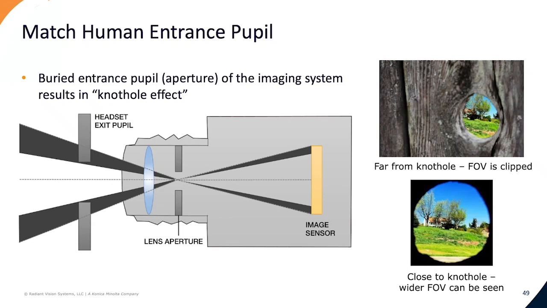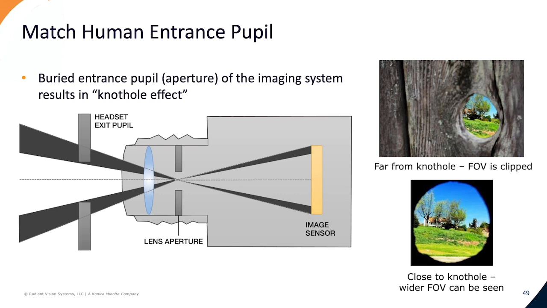While it may be possible to fit a standard measurement lens within an extended reality headset, it's extremely unlikely that this lens will capture the full field of view as seen with the human eye. This is because the aperture of a typical imaging system is buried inside the lens housing, as shown here. The resulting image captured by this lens will be a clipped view of the display beyond the exit pupil of the headset. This is something called the knothole effect. The effect is like viewing a scene through a knothole in a fence.